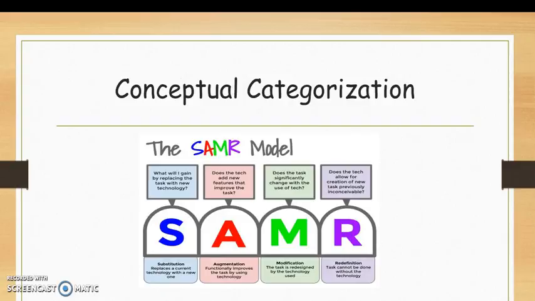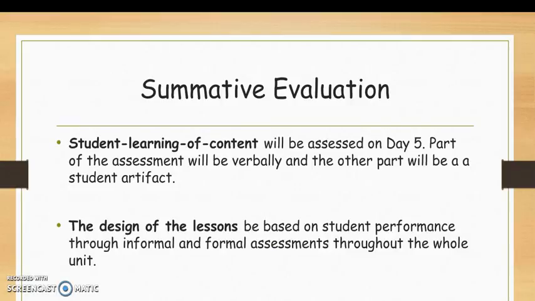And the conceptual categorization that I use for this unit is the SAMR model. And finally, the summative evaluation for the student learning of content will be assessed on day 5. Part of the assessment will be verbal and the other part will be a student artifact. The design of the lessons will be based on student performance through informal and formal assessments throughout the whole unit.